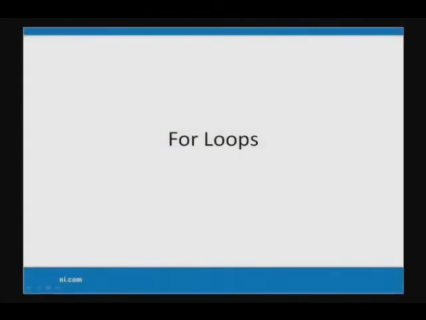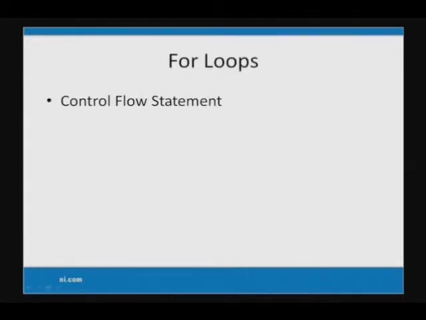Let's take a look at some of the basic functionalities of the for loop. Like the while loop, a for loop is a control flow statement. It allows a block of the sub-diagram code to execute a set number of times.